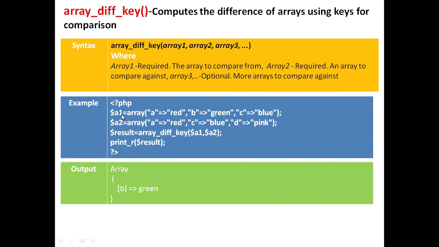Here I define two arrays A1 and A2 with a, b, c as keys and red, green, blue as values, and when I use the function array_diff_key with A1 and A2, it will result in a new array with b and green. It will compare the arrays and return the values of A1 which are not present in A2.